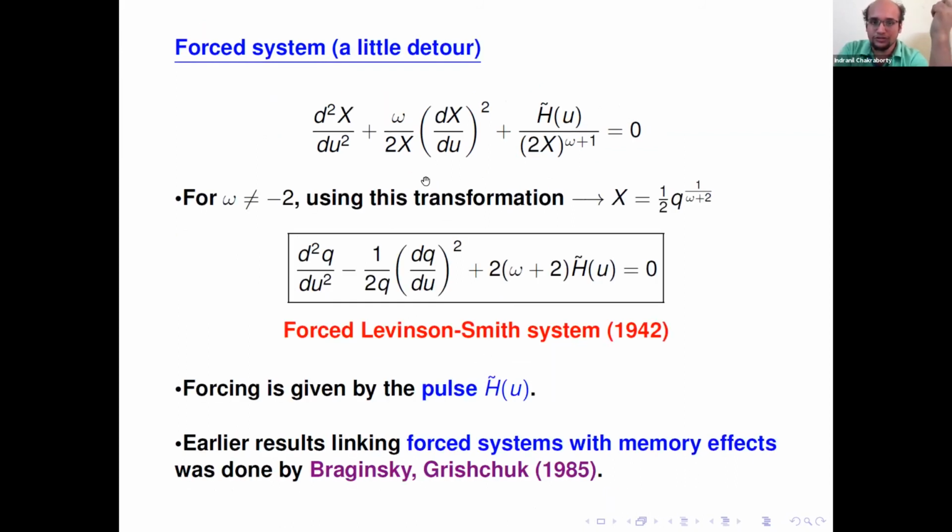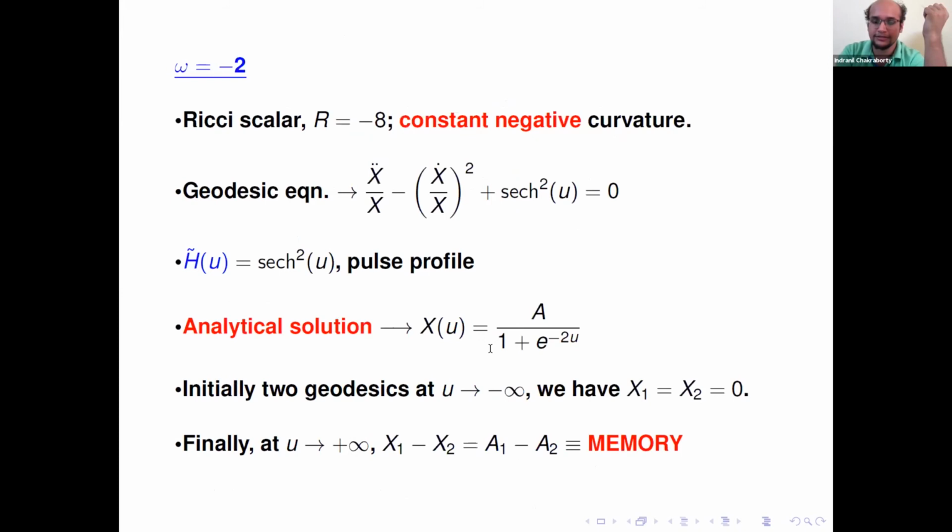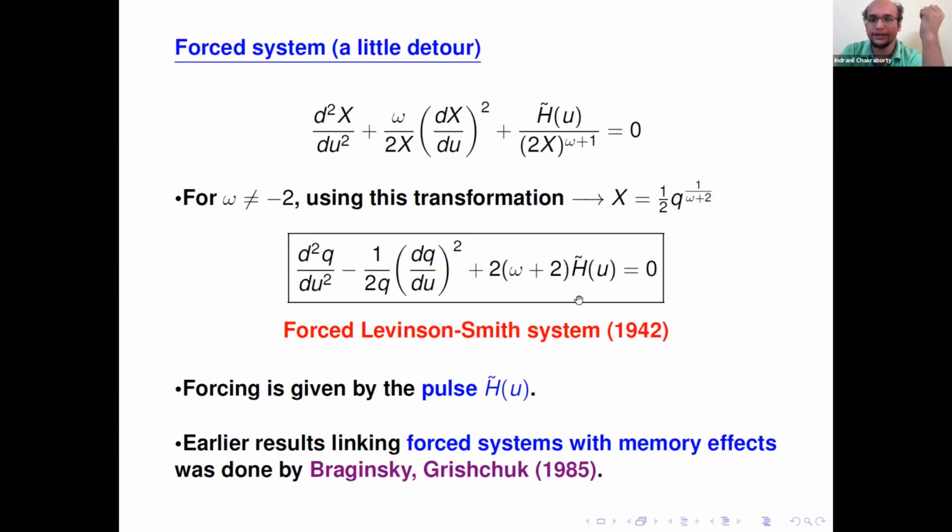So a little detour. For the other scenario where omega is not equal to minus 2, you can do this transformation from x to q, and you are left with a forced system, which is known as the Forced-Levinson-Smith system given over here. But this forcing term is given by this pulse h tilde u. Earlier results linking forced systems with memory effects were also obtained by Bragdon-Chick and Grishchuk.